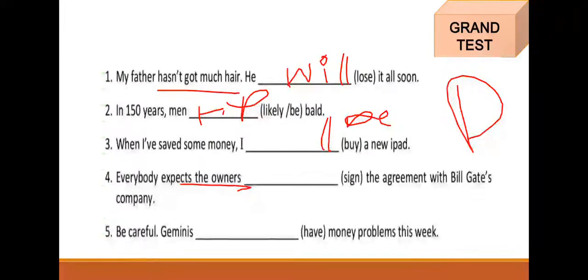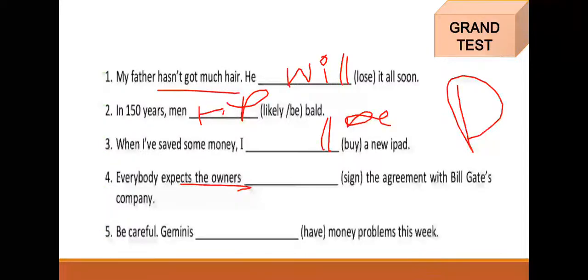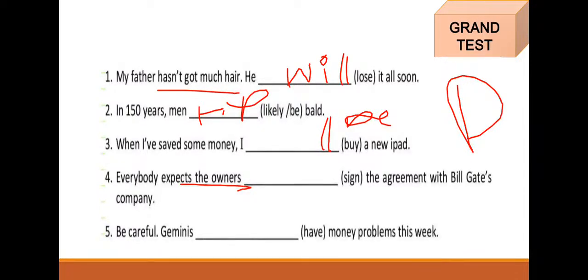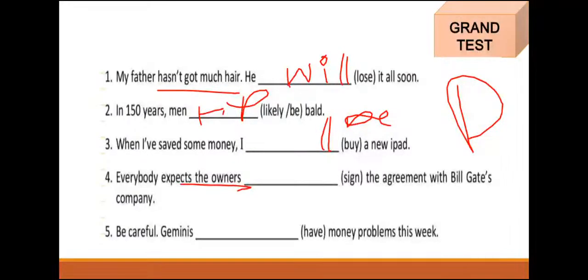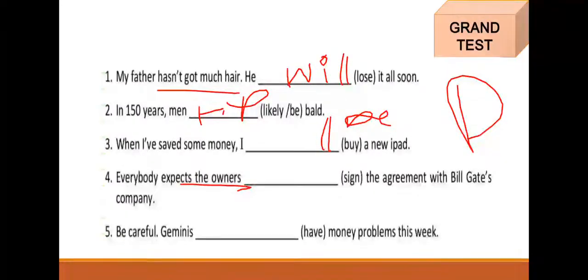Everybody expects the owner will be signing the agreement with Bill Gates' company. Will be signing, or will have signed? No. Here you are talking about expectations. Expectations, predictions, and certain things are always in future simple. Everybody expects the owner will sign the agreement with Bill Gates' company. Okay, be careful. Janice will have money problems this week. Future perfect.